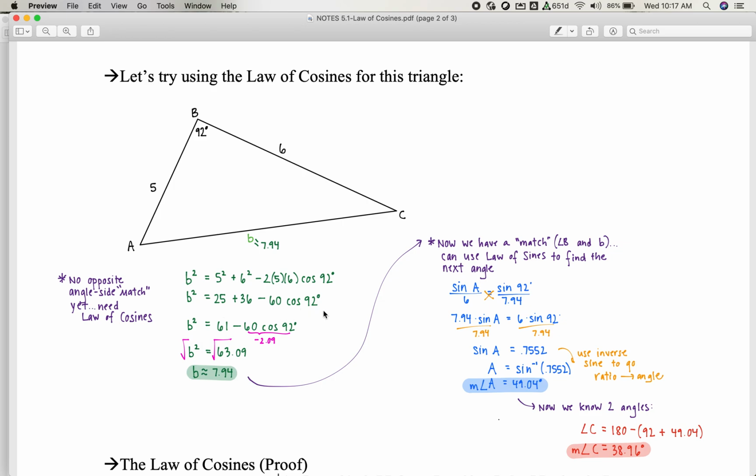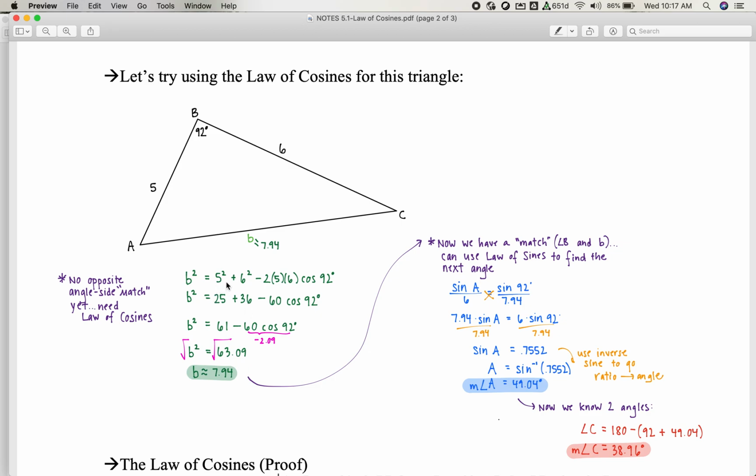Let's look a little closer here though. A few more things I can do to simplify. I can add the 25 and the 36, which gives me 61. One real common mistake with law of cosines is people really want to subtract this 61 and 60 right here, but keep in mind PEMDAS, multiplication comes first, so we've got to avoid that temptation, and essentially you're just carrying down the 61, and now we've got 61, and it becomes minus a negative 2.09, which is 63.09.